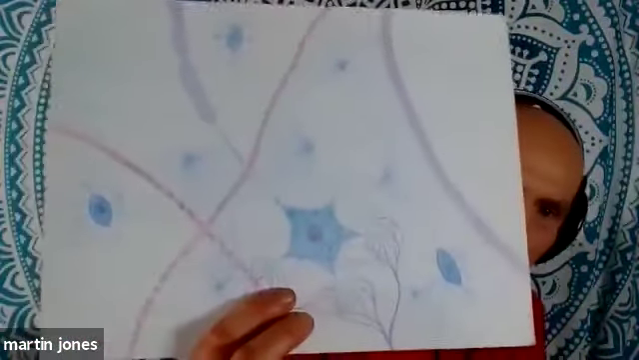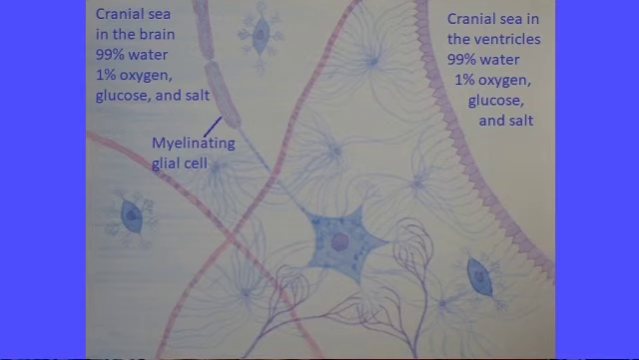Let's show you some pictures. Glial cells in the brain. Notice they're joined by tentacles and they're quite a long way apart, and everything in between these cells is cranial sea. It's water with glucose and salt in it. This is a ventricle. The only difference is this is exactly the same fluid, there's just no cells in it.